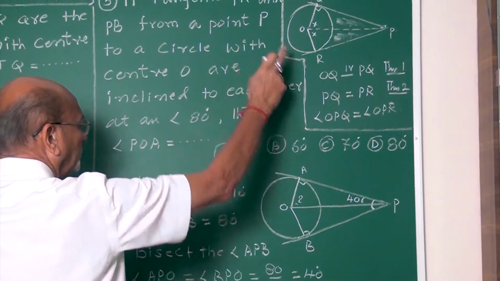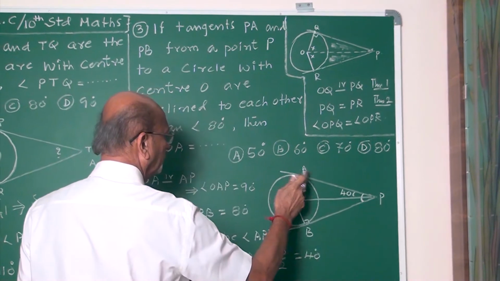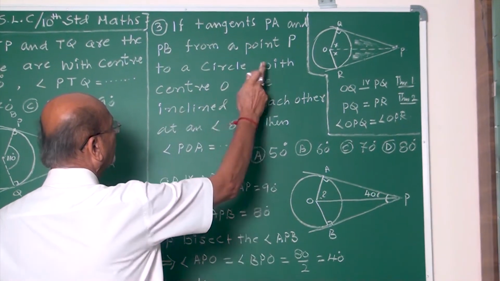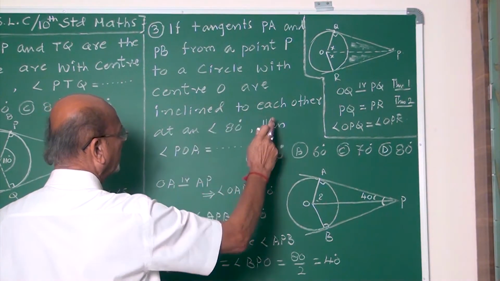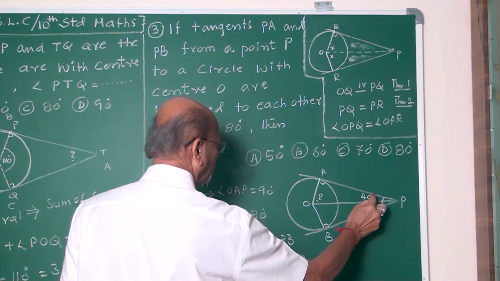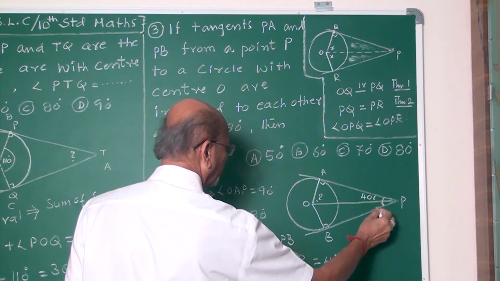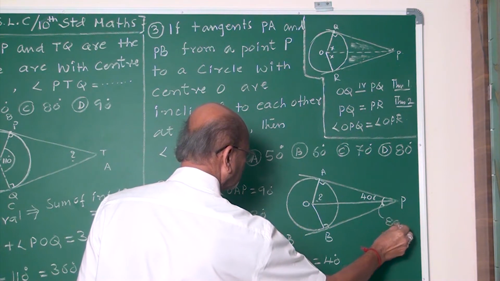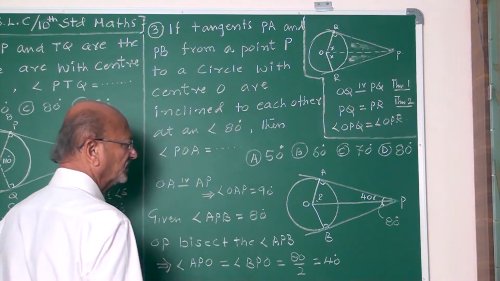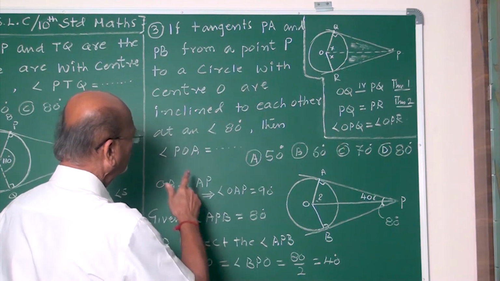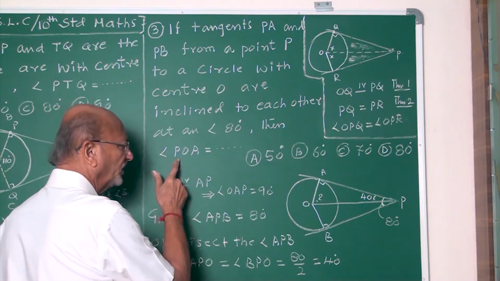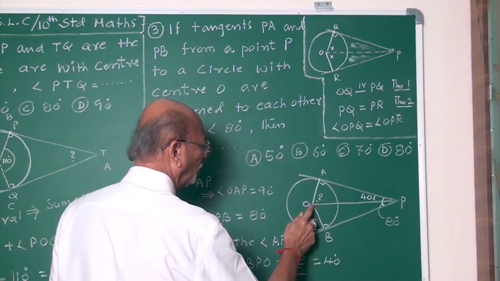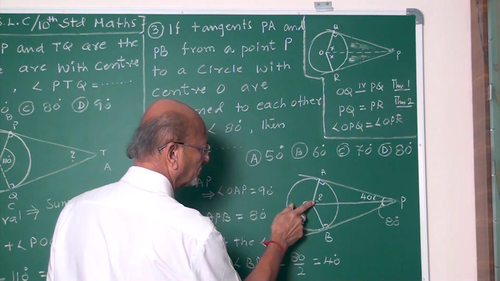From the point P, PA and PB are the tangents which are inclined to each other. The angle between them is what, my friends? 80 degrees. This is 80 degrees. Then you wanted to know what is angle POA. This angle, my friends, question mark.